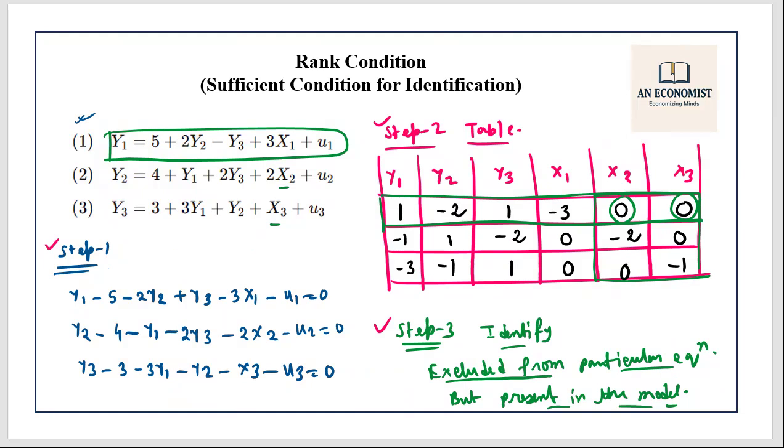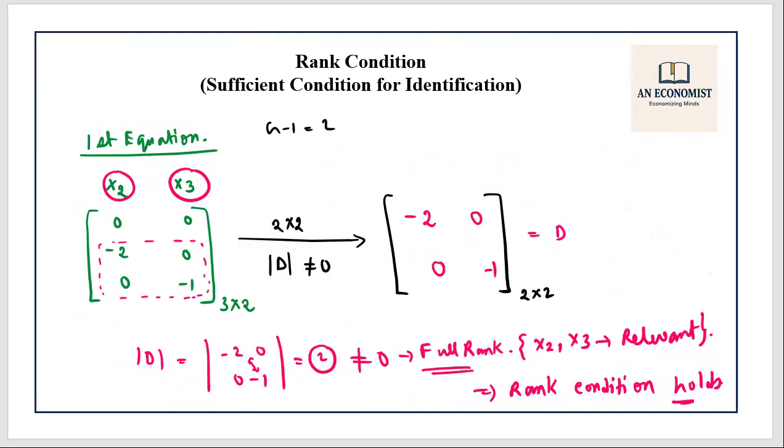Third step, identify from this coefficient table all the variables that are excluded from a particular equation but present in the model. That will be given by the zeros in a particular row, as I have told you. Now, once you have those particular columns, you can form a matrix like this. Now you have to see whether you can form a matrix of order G minus 1.